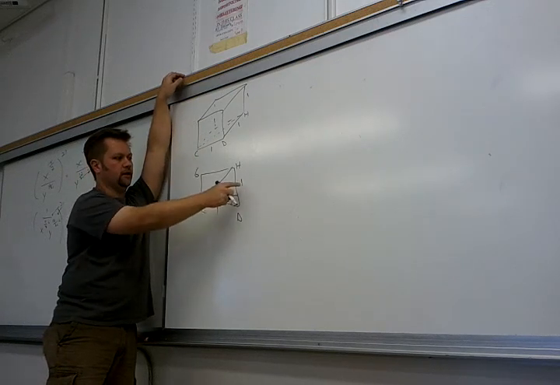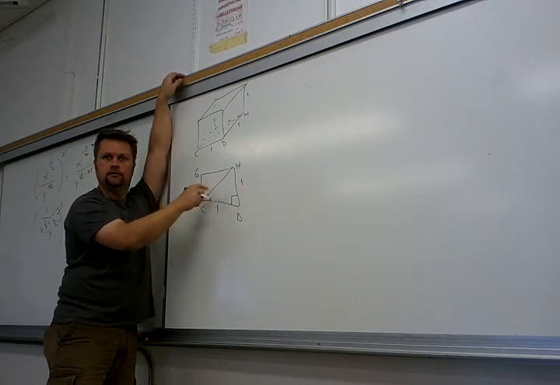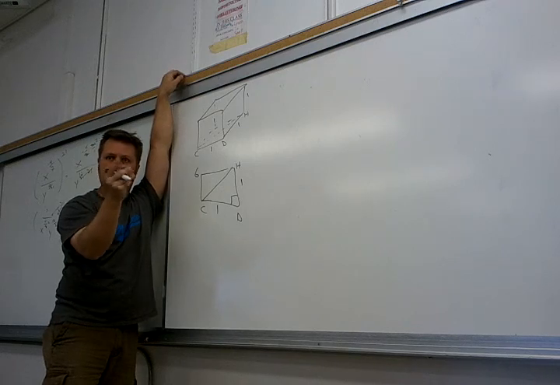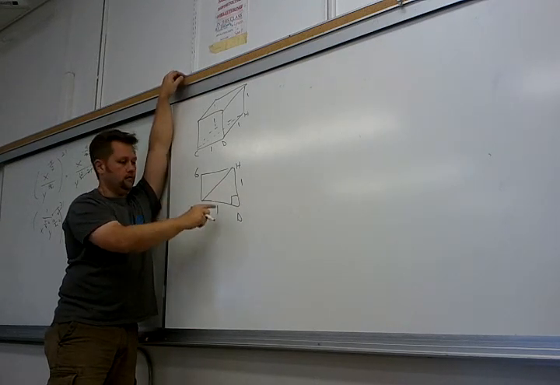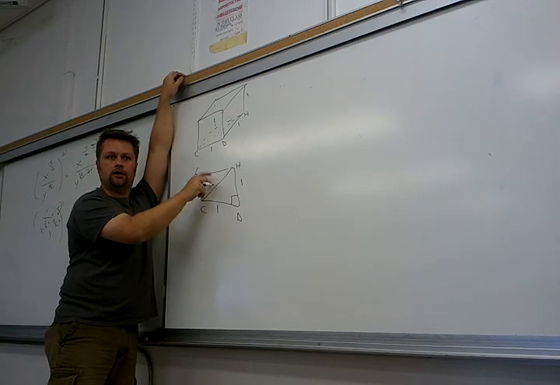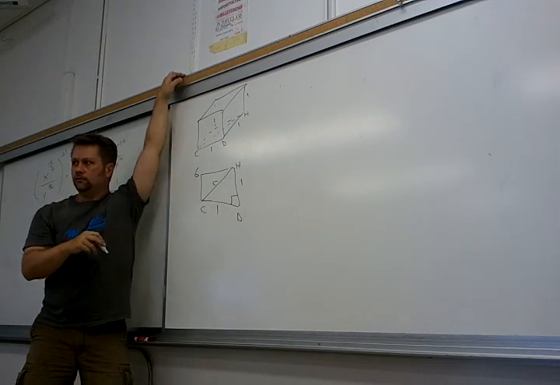So what's true about a right triangle? Angles add to 180. What do the sides do? How do they relate? A squared plus B squared equals C squared. And C is what you don't know.